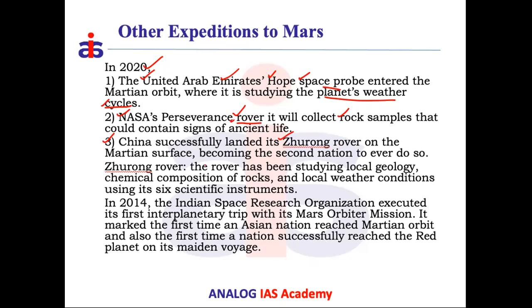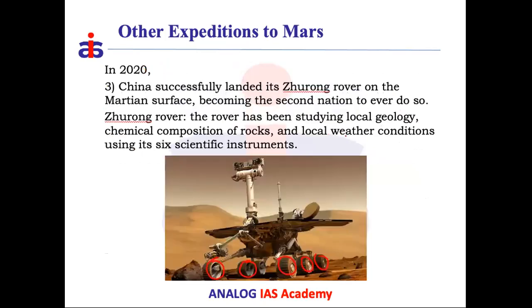Okay, so what does it want to study? Local geology, that means the rocks, the chemical composition of the rocks, and weather conditions, using 6 different scientific instruments arranged on it. Okay, clear? So that is China's rover, and this is the second country.